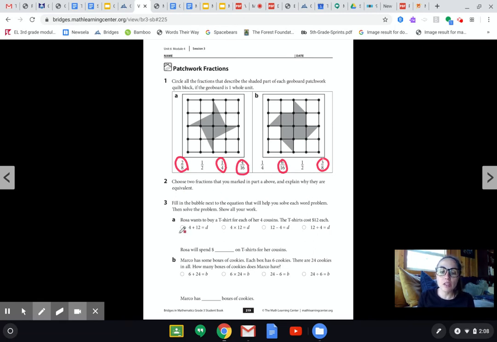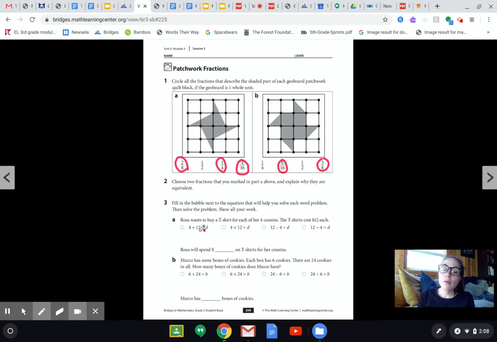So let's move on to number 3, filling in the bubble next to the equation that will help you solve each word problem. And then we need to solve. Rosa wants to buy a t-shirt for each of her 4 cousins. The t-shirts cost $12 each. So already D is going to probably represent dollars for how many dollars this will cost. And there's 4 cousins, and they each get a shirt that is $12 each.